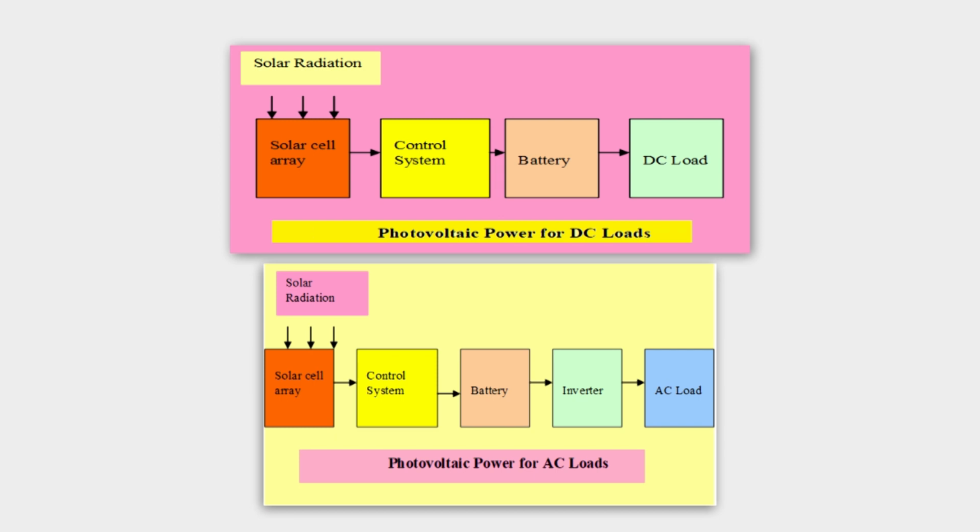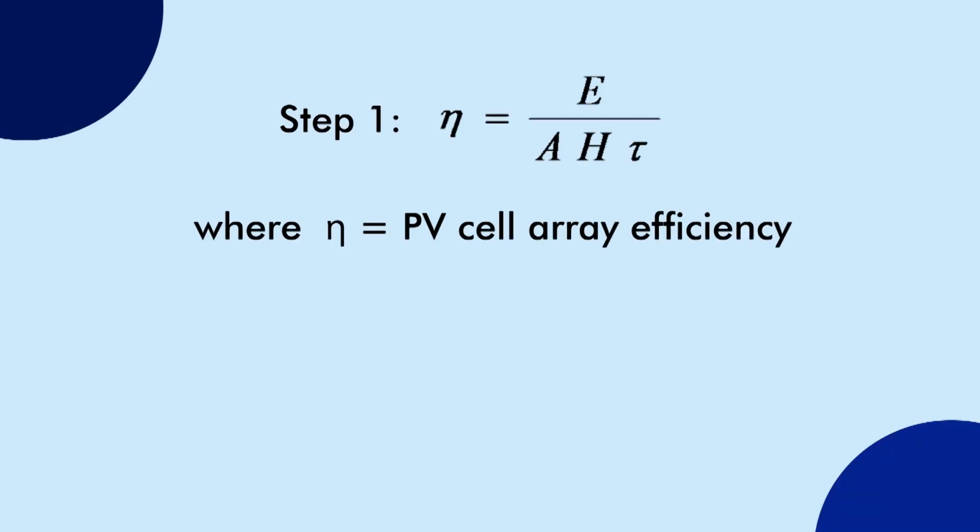A complete design process for a solar photovoltaic system is beyond the scope of this particular topic. However, we will give the salient features of the design process for you to understand the whole process. The first step is to know the conversion efficiency of the photovoltaic cell array, and this may be explained by a particular formula.